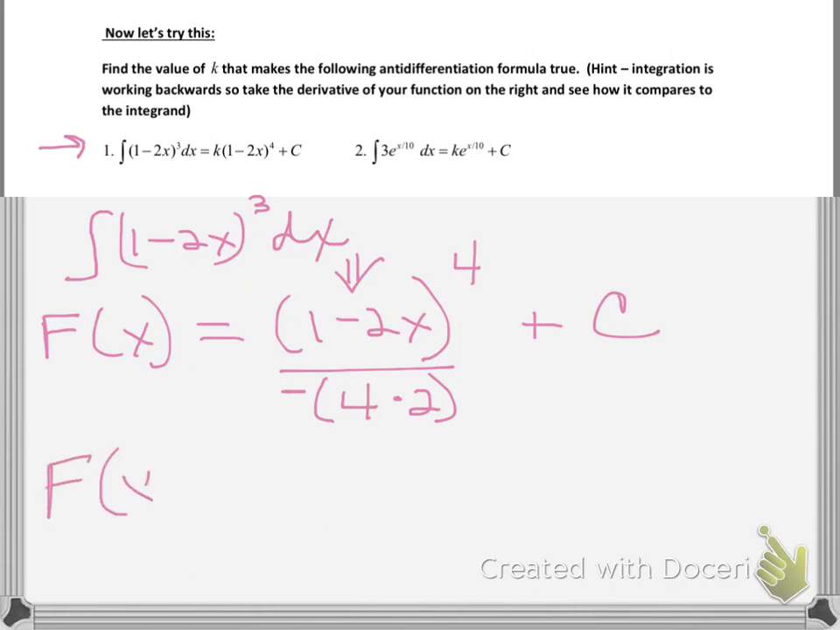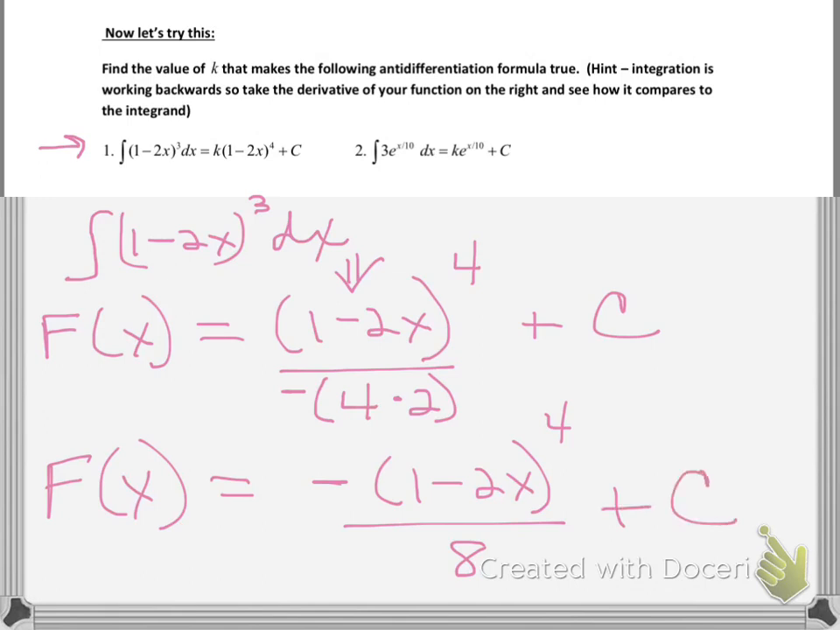Okay, so my f of x is going to be negative. I can put the negative up top. You can leave it in the bottom, but you're usually going to see it up top, so I always bring it up top. And then this is going to be 4 times 2, which is 8, plus c. So that is your chain rule.